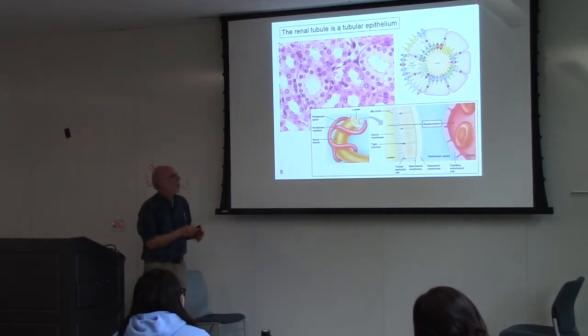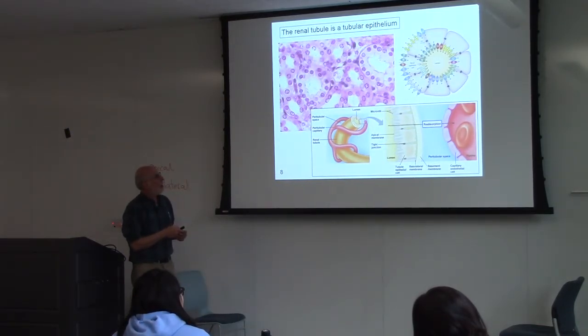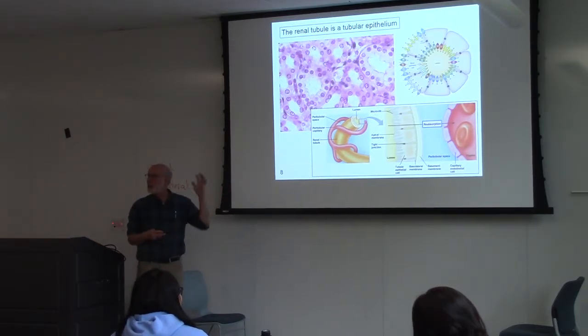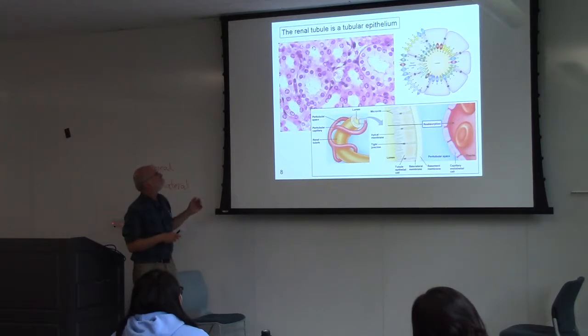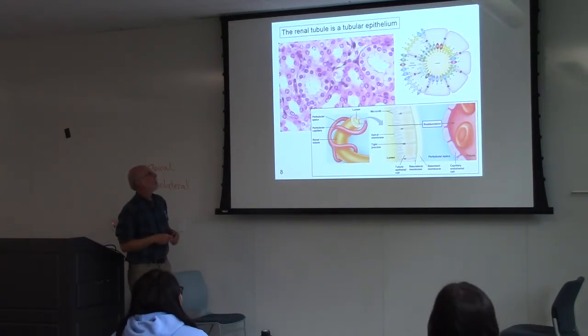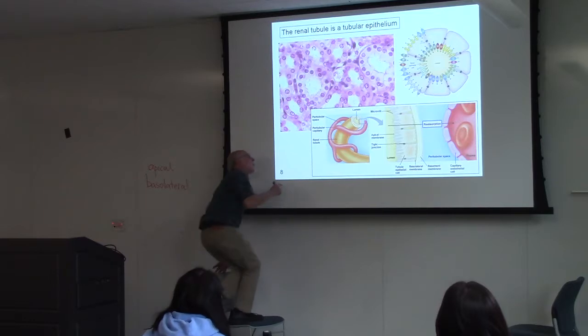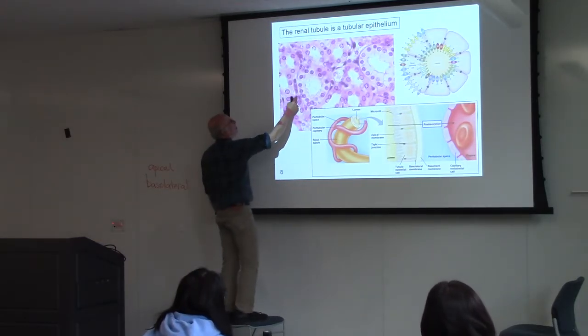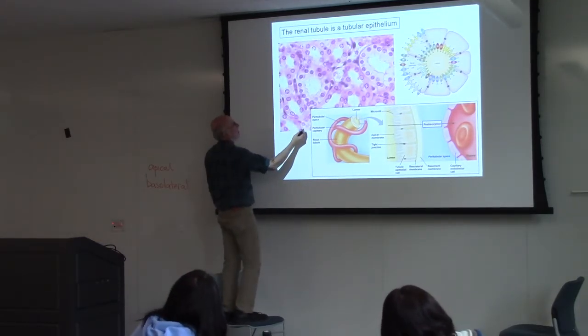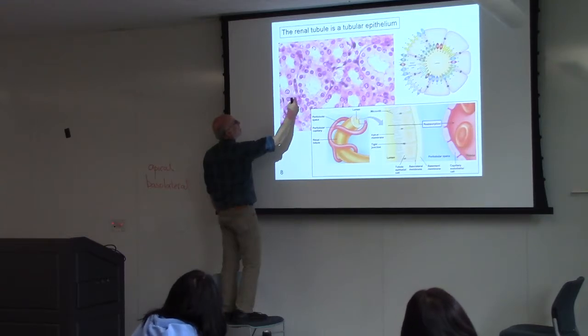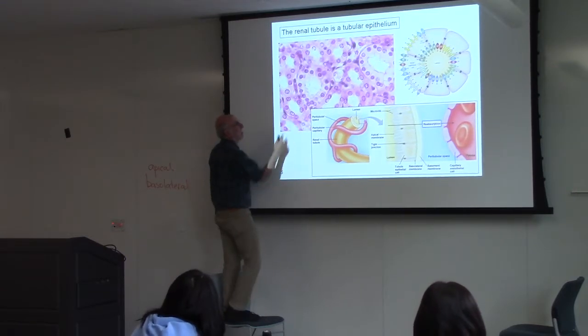And so I've been talking about this cartoon. Here is an actual image of stained cells in the, let's see, this is in the cortex. And so there are, let's just look at one of these tubules. Here's one. And this section is lined by 1, 2, 3, 4, 5, 6, maybe 7 cells.